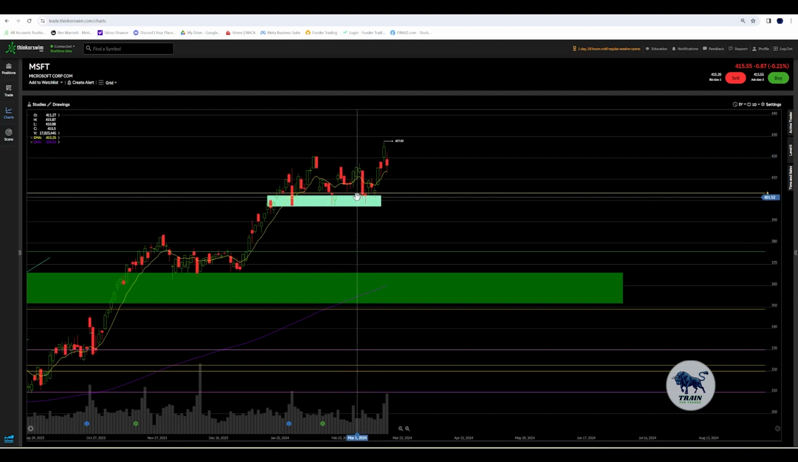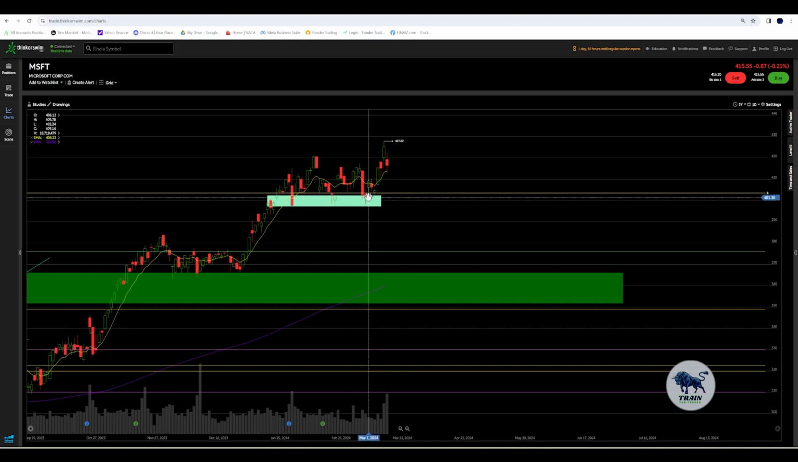So let's talk about risk management. My risk management on this particular setup was very easy to see. Since we have this demand zone, I use the low of this March 11 day right here, which is right around 401.38, so call it 402 as my stop loss.